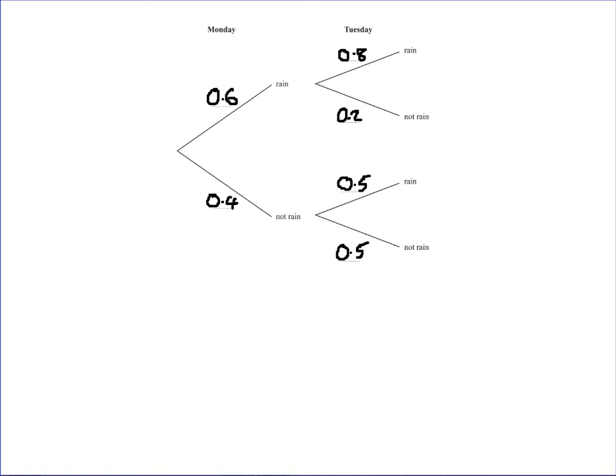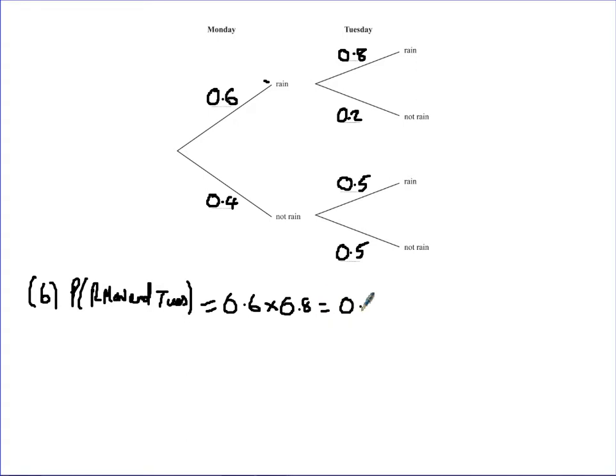Now the question says, part B, work out the probability that it will rain on both Monday and Tuesday. So probability of rain on Monday and Tuesday. Well, you're just going along the rain and then rain again. As we walk along, it's times, so it's 0.6 times 0.8, which is 0.48. And then part C, work out the probability that it will rain on at least one of the 2 days.